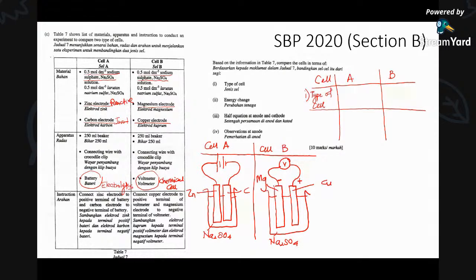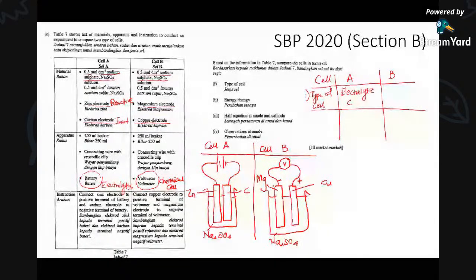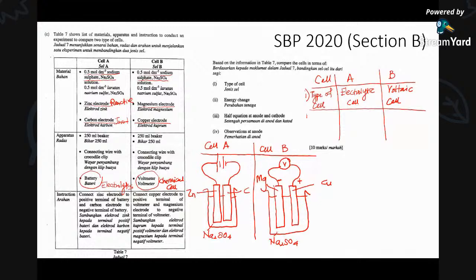So you must indicate all this. So if you want to write down in sentence, you write down cell A is an electrolytic cell and cell B is Voltaic cell. Okay, cell B is Voltaic cell. And then the second one, they ask for energy change. Okay, write down full energy change. So electrical energy change to chemical energy because electrolytic. Okay, because of the electric given, the chemical reaction forced to happen. So if you look at B, Voltaic cell is the other way around.